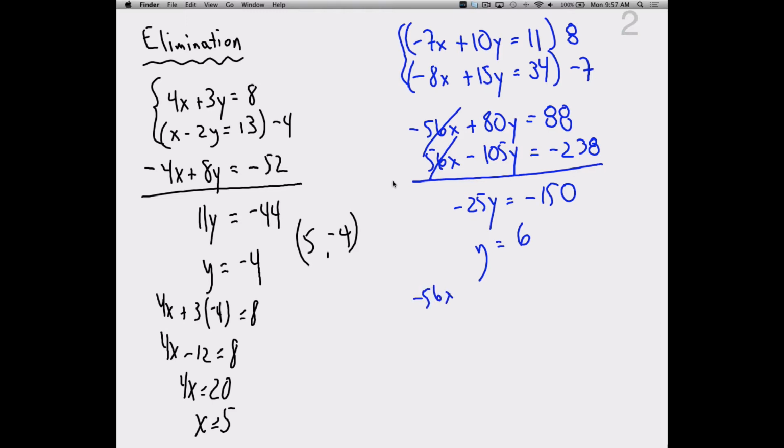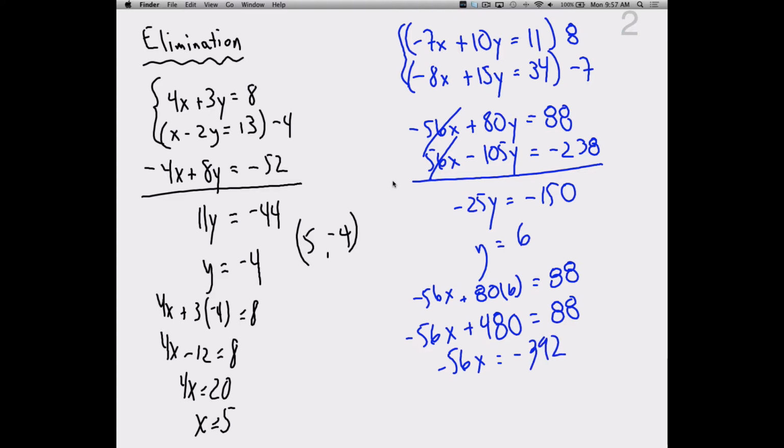Negative 56x plus 80 times 6 equals 88. I can do that. That's no big deal. Negative 56x plus 480 equals 88. So negative 56x is equal to negative 392. And hopefully negative 392 divided by 56 is a nice pretty answer. It's how much? 7. Oh, that was cute. You guys said it together. Jinx.